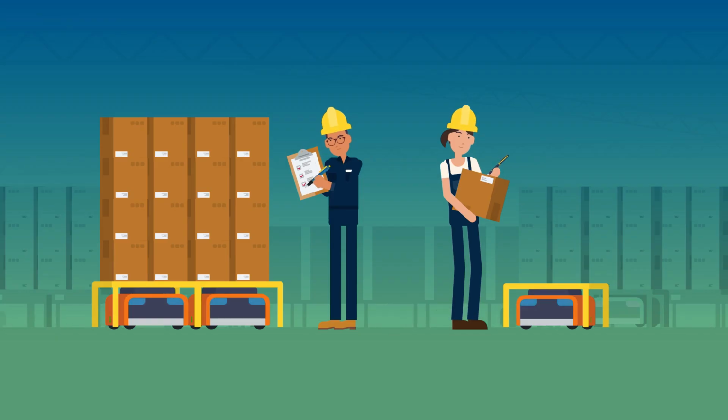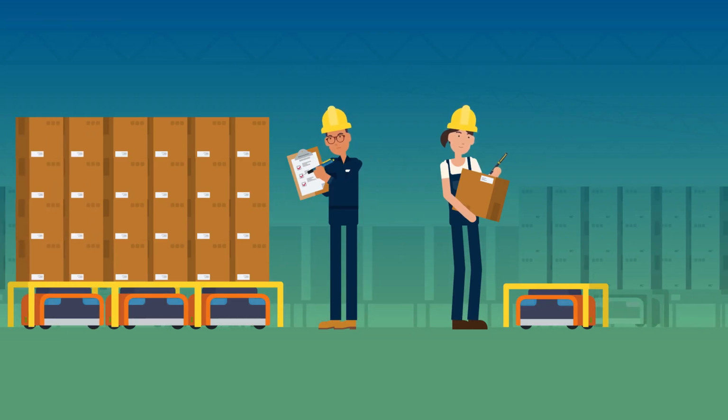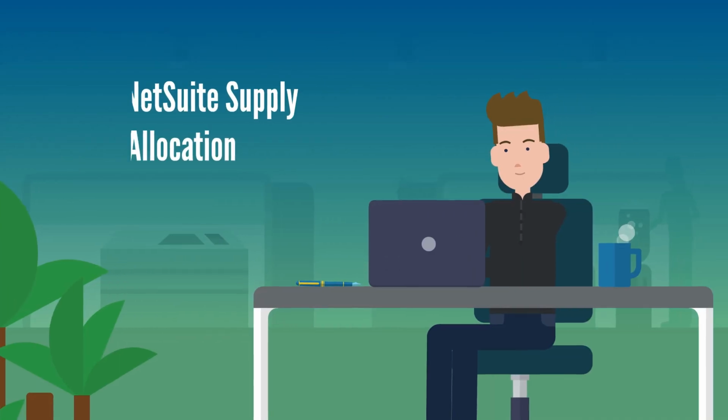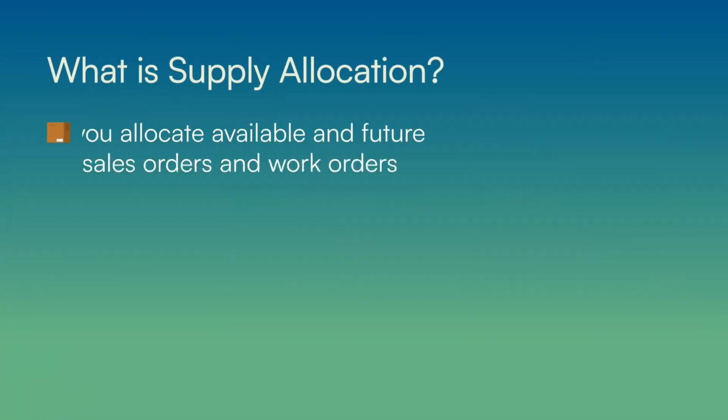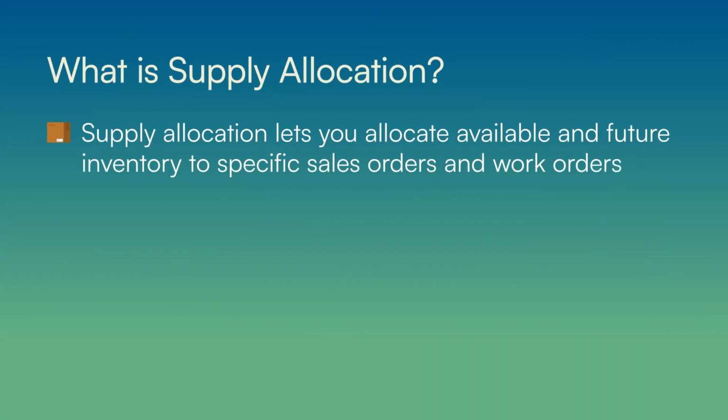Managing inventory can be a constant balancing act. Companies must meet demand without overcommitting stock. This is where the NetSuite Supply Allocation feature comes into play. Supply allocation lets you allocate available and future inventory to specific sales orders and work orders.